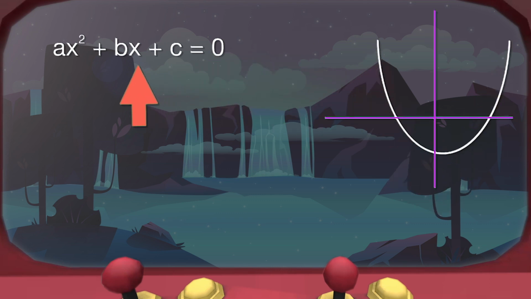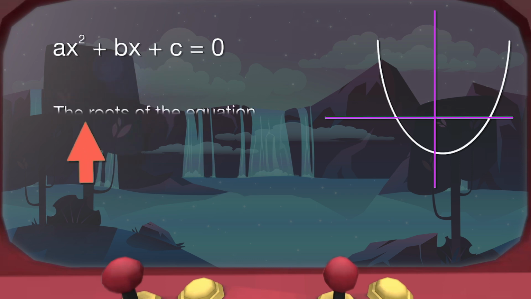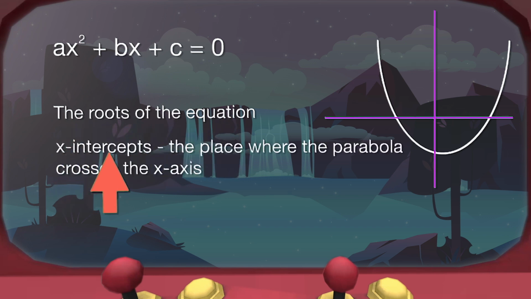And what is our main job? We're trying to calculate the values of x. I said values because quadratic equations have two values for x. They are also called the roots of the equation. So when we calculate the values of x, we call them the roots of the equation. What are those? They are the x-intercepts. The x-intercepts are the places where the parabola crosses the x-axis.